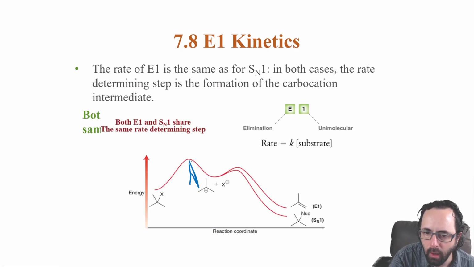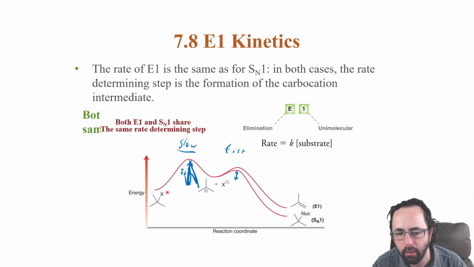This right here, this energy, which has been poorly drawn, but this is the activation energy for the first step, and is much larger than the activation energy for the second step. So this ends up being the slow step. The next step ends up being the fast step. And so this slow step decides the rate. And so the rate is all dependent upon the concentration of the substrate only, and not the nucleophile or the base.